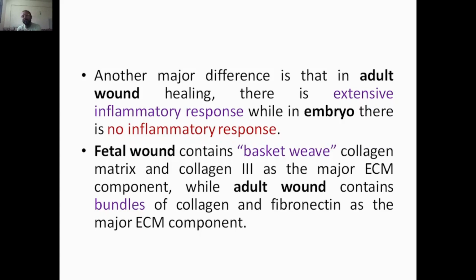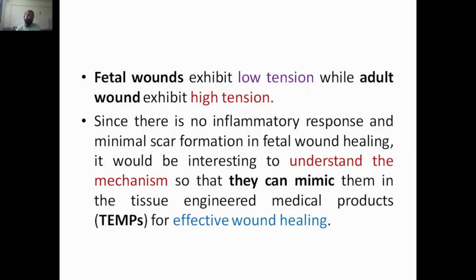Fetal wound contains a basket weave collagen matrix and collagen 3 as the major components of the ECM, while the adult wound contains bundles of collagen and fibronectin as the major ECM components. That's the difference. Fetal wound exhibits a low tension, while adult wound exhibits a higher tension. You can also see this topic, fetal versus adult wound healing, as a subtopic for 5 marks. That can also be an expected question.